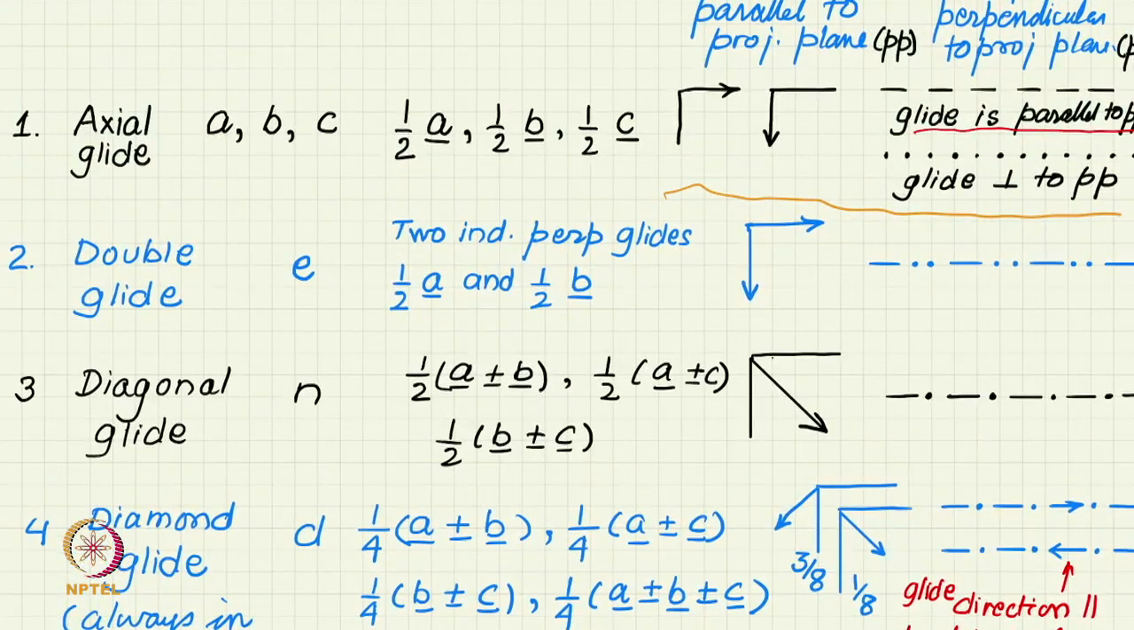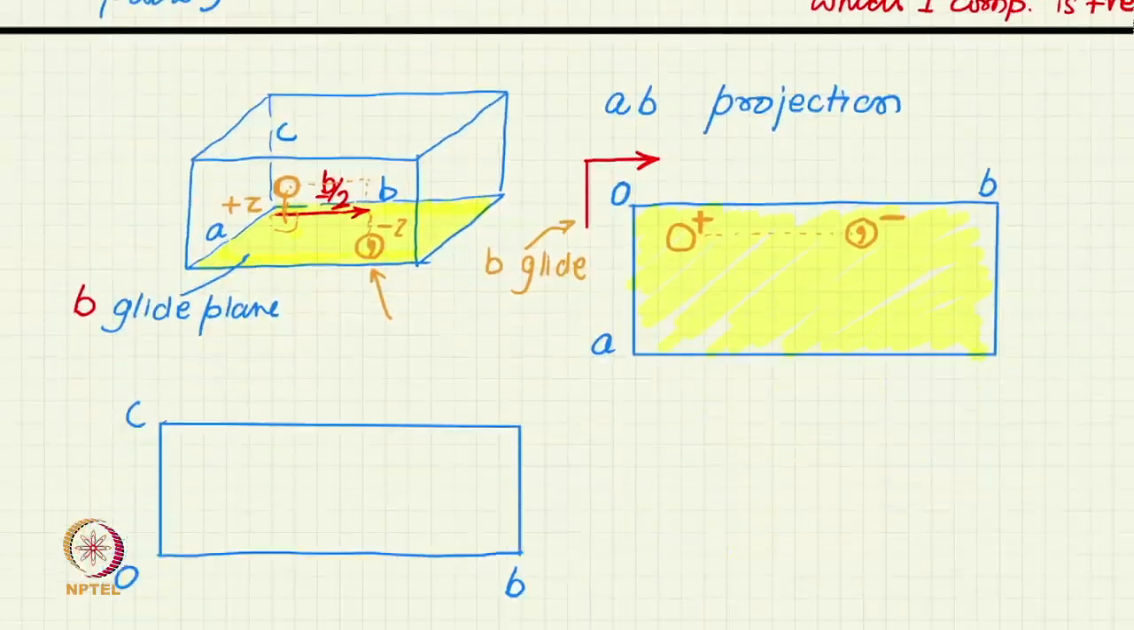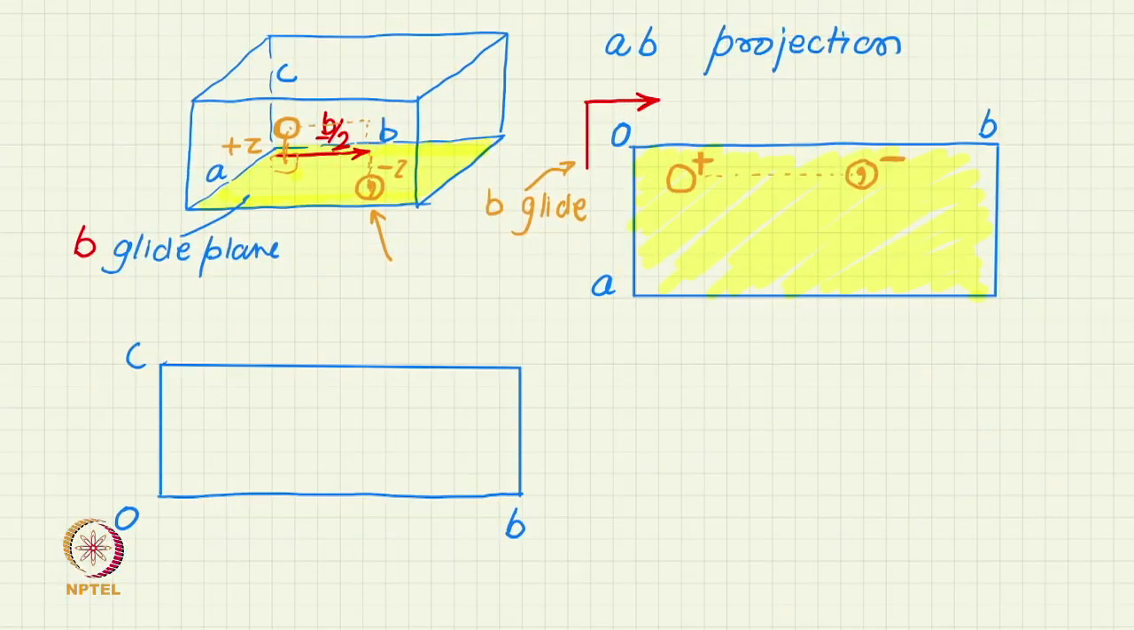So, I will use this dashed notation to represent it. Let me superimpose red dashes over this line. This will now indicate the B glide, again a B glide, but B glide shown in the BC projection. So, the glide plane is now perpendicular to the plane of projection, but the glide translation is still in the plane of projection.